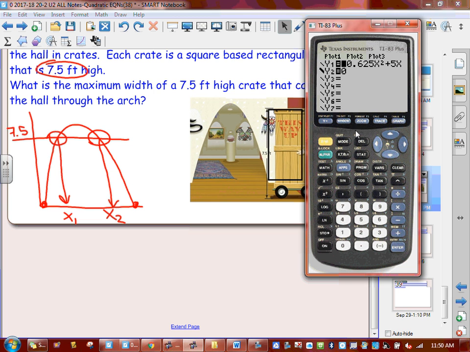Alright, so now we don't want to find where it intersects the ground, where y is 0. We want to find out where it intersects 7.5. So we're going to put in 7.5. And once everybody's got that 7.5, we are now going to hit graph.